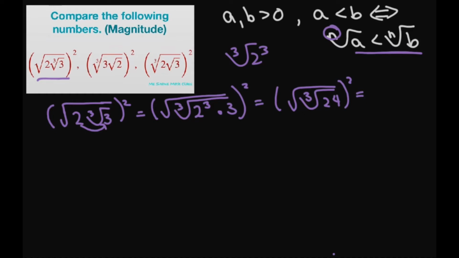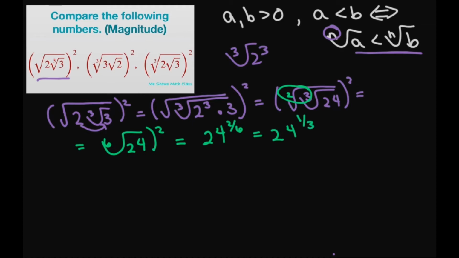If you multiply these two roots, the square root being 2 and the cube root being 3, this is the 6th root of 24 squared. In rational form, this is 24 to the power of 2 divided by 6, which equals 24 to the power of 1/3, which equals the cube root of 24. Now for the next one, let's do the same thing.